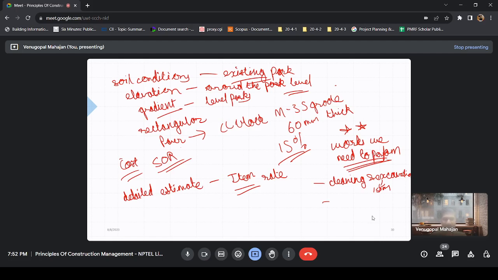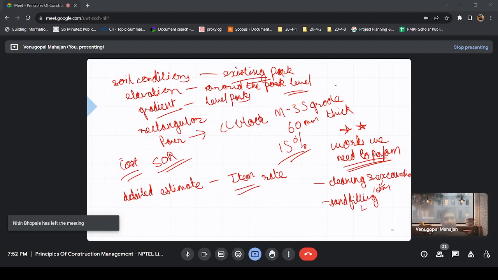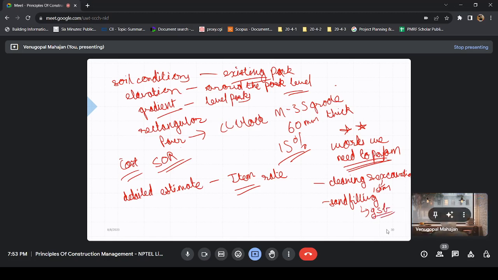Sand filling. Okay, sand filling for what? Sir, because if you are directly placing the mortar, PCC, or laying directly, the water from the mortar can seep out into the ground. Okay, so instead of sand filling, can we have granular subbase? Can we have GSB here? Yes, sir, more preferred. Okay, what else do we need to do?